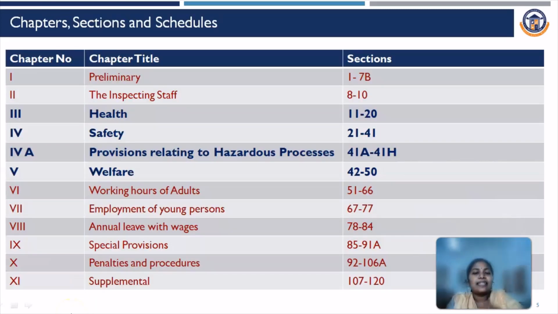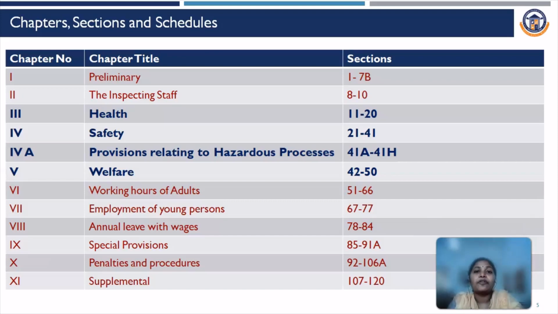We'll just see the chapters. What are all the chapters, sections, schedules covered in the Factories Act? The Factories Act 1948 has 11 chapters, 120 sections and 3 schedules. Chapter 1 covers the basics, that is preliminary. Section 1 to 7b is covered under this particular chapter. And chapter 2 is covering the inspecting staff, where the roles and responsibilities and the powers of inspectors are covered from the section 8 to 10.